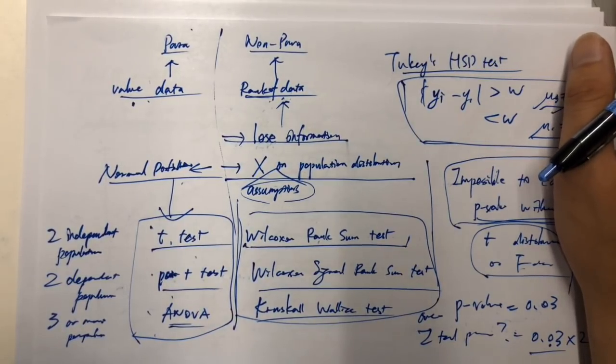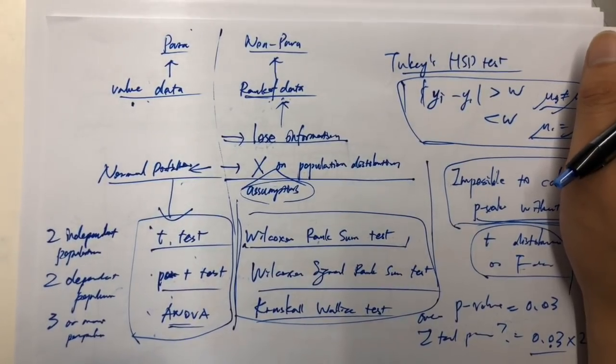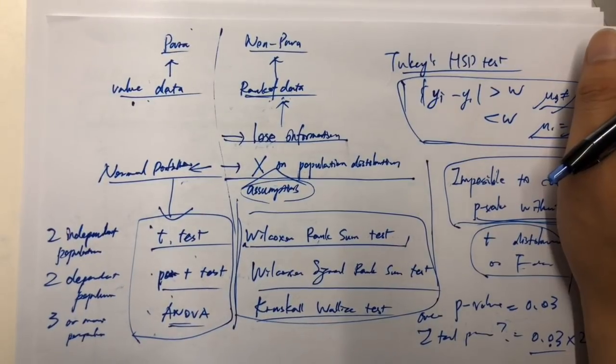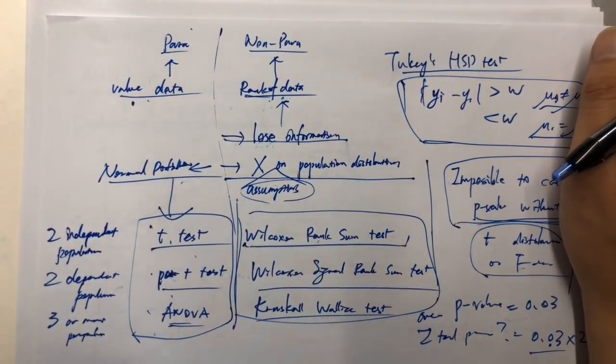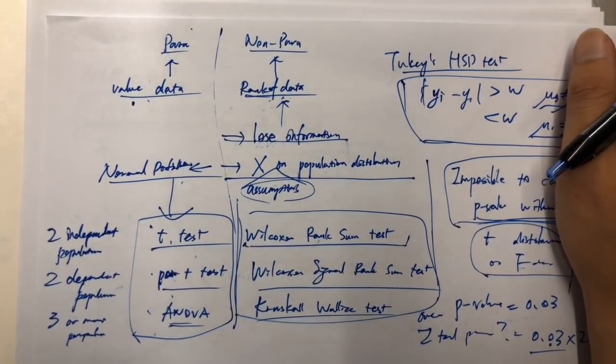Someone asking, is the chi-square test always one-tailed? No, not really. Sometimes it's two-tailed, sometimes it's one-tailed. It depends on whether it is one-tail or two-tail, right?